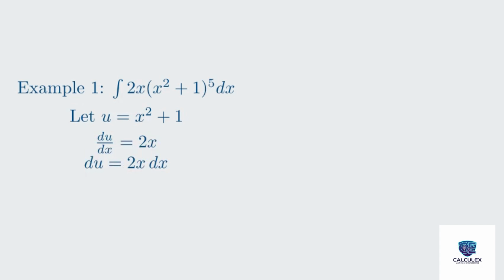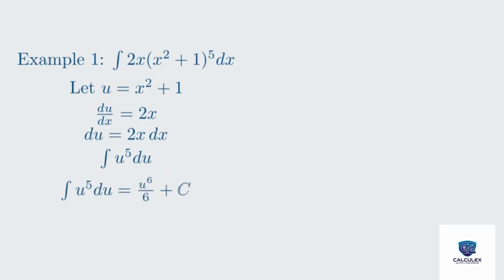This is a powerful step. This is the magic moment. Look at our original integral. Do we see 2x dx anywhere? Absolutely. It's right there. We found the other piece of the chain rule. Now we can substitute. Our integral simplifies to the integral of u to the 5th with respect to u. See how much simpler this looks? We've successfully broken apart the nested dolls.